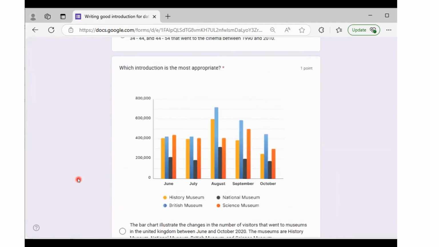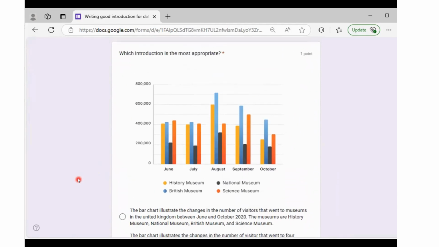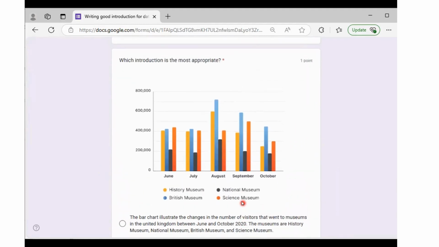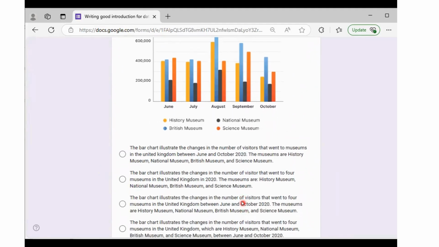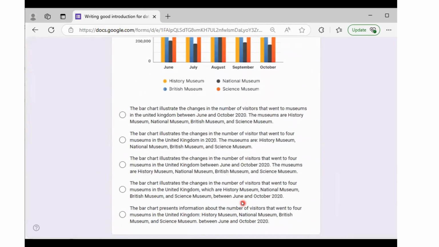Let's go to the next one. Which introduction is most appropriate? I'm saying this is most likely about the number of people that went to museums, though they didn't write the question prompt here, but we can assume it's about the number of people that went to 4 different types of museums, probably in a year. So let's look at the options and pick the one that is most appropriate.